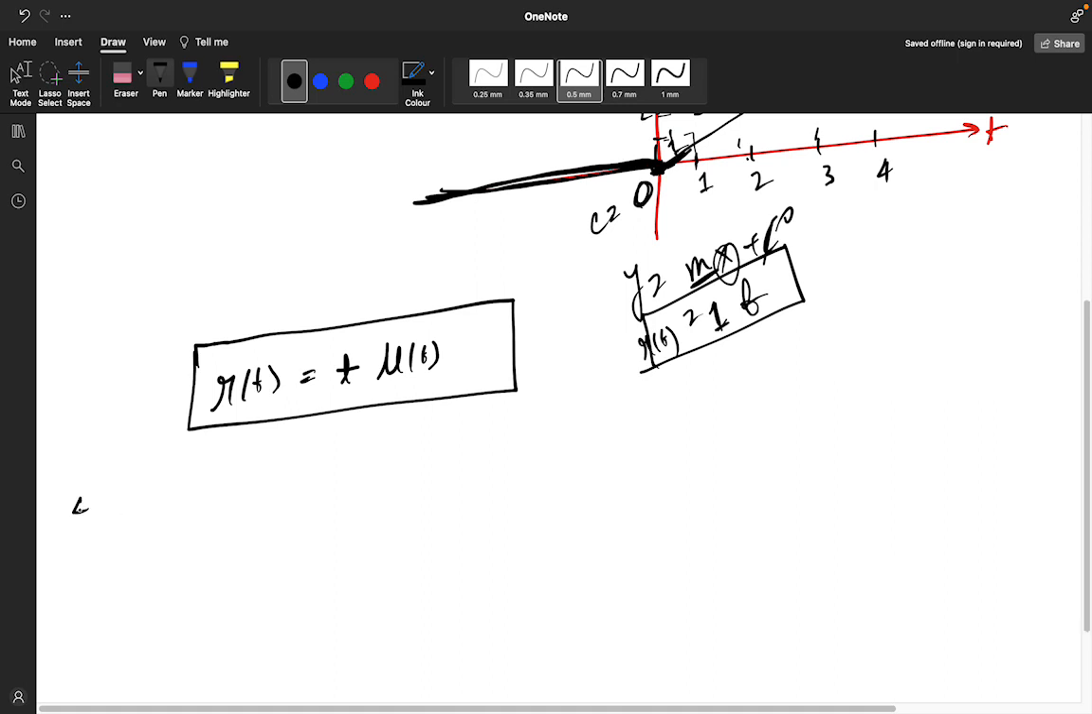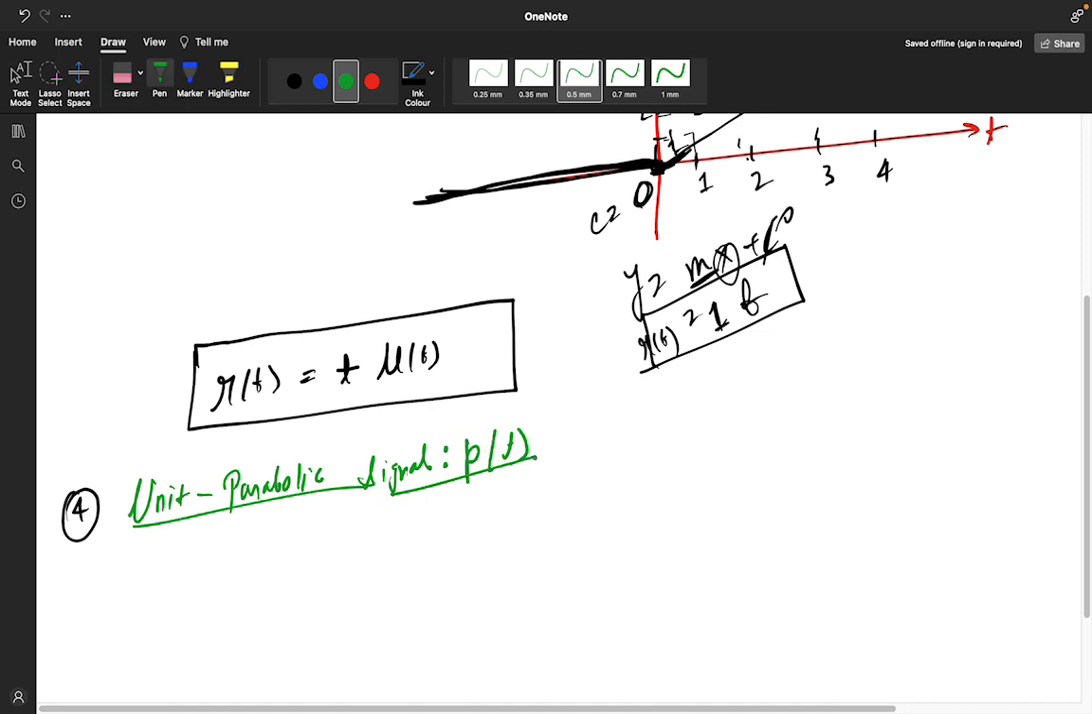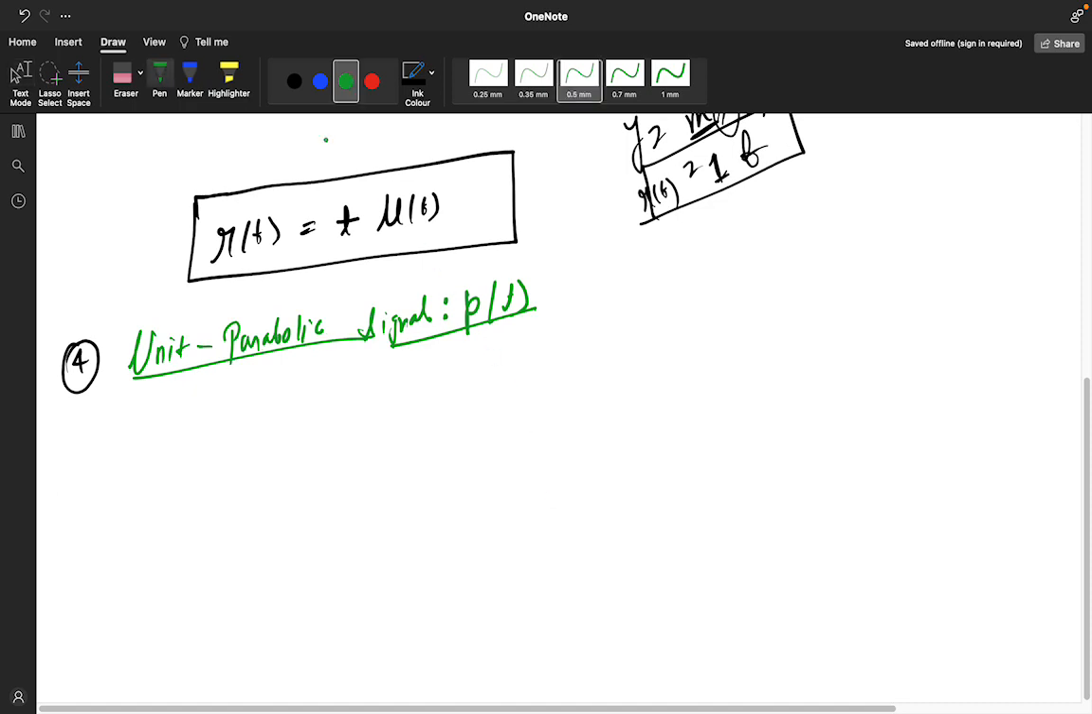Now write the fourth signal, the unit parabolic signal, that is p of t. So what is the meaning of a unit parabolic signal? P of t is nothing but the integration from minus infinity to t of the ramp signal, r of tau d tau.